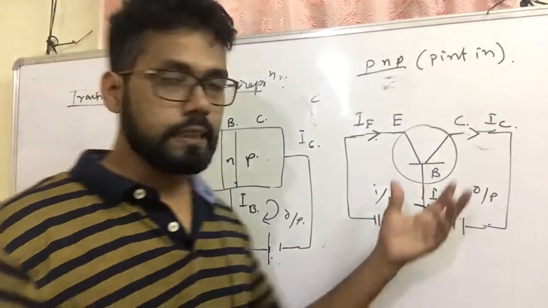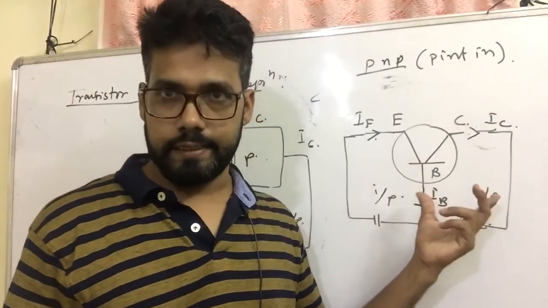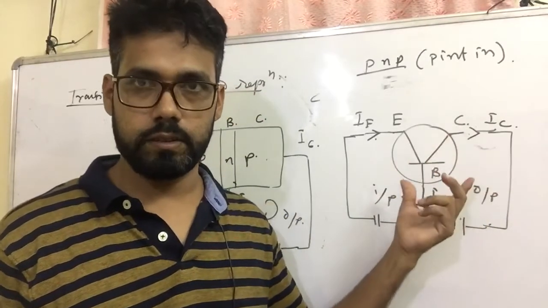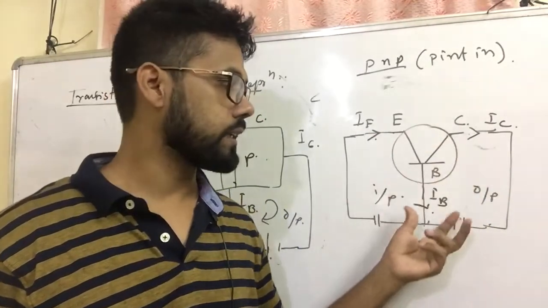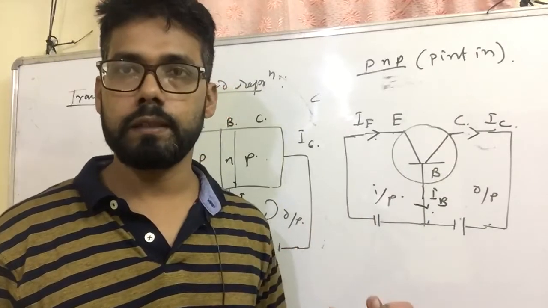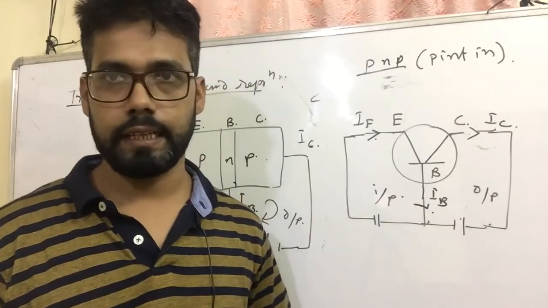So by looking at the circuit and the direction of the emitter current, collector current and IB current, we can identify whether it is a P type or N type transistor.